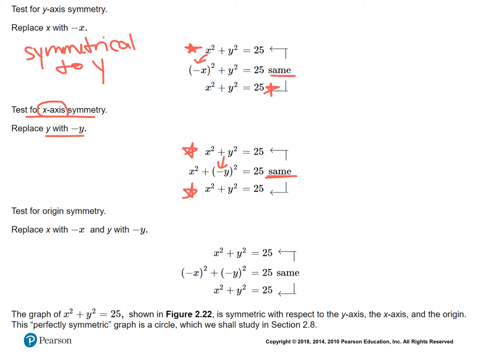So in a test, if it's symmetrical to the origin, we're going to replace the x with negative x and the y with negative y. So if you do that, when you square both of those, you end up back with the original. So it is also symmetrical to the origin. So for this graph, it is symmetric with the y-axis, x-axis, and the origin. This is a perfectly symmetric graph, which is going to be a circle that we'll look at on the next slide.